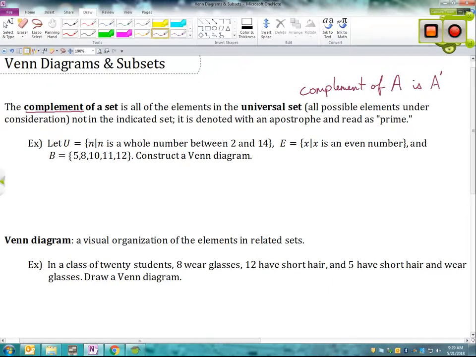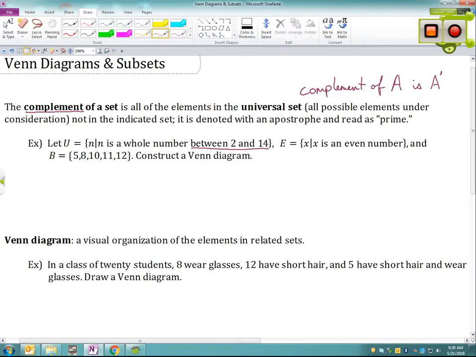Let's say that U, the universal set, is the set of n such that n is a whole number between 2 and 14. Remember, between means we don't include the endpoints, so we're looking at 3 through 13 here. Then set E is x such that x is an even number. Set B is the set of the numbers 5, 8, 10, 11, and 12. We want to take this information and construct a Venn diagram so that we can then answer questions about it. I briefly mentioned a Venn diagram in an earlier video.